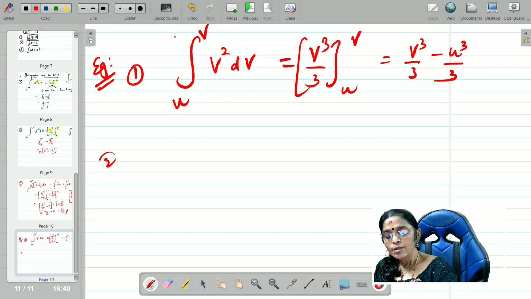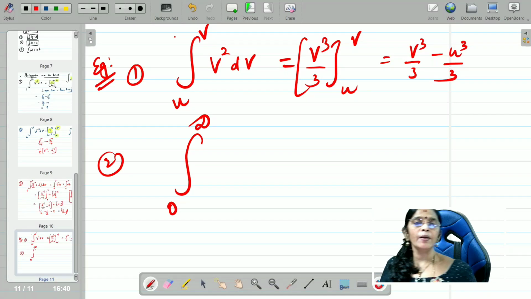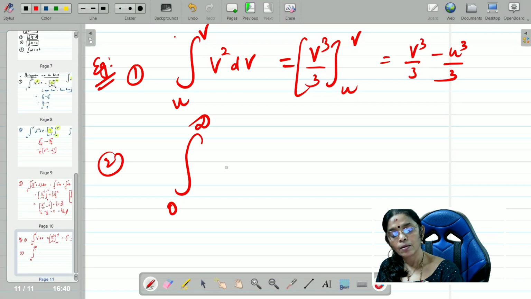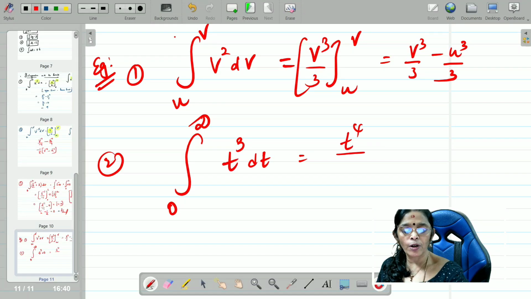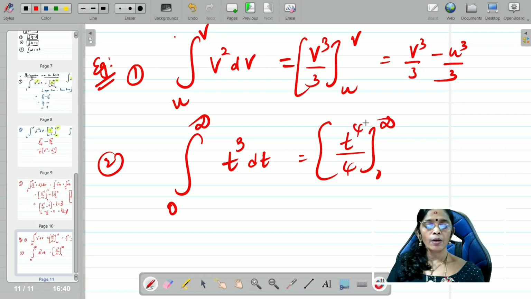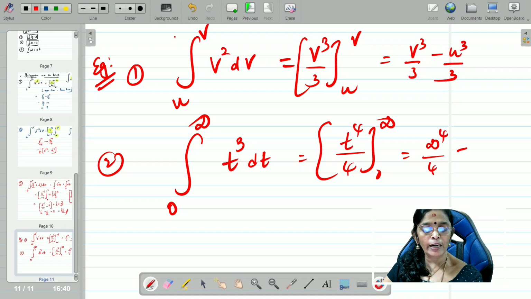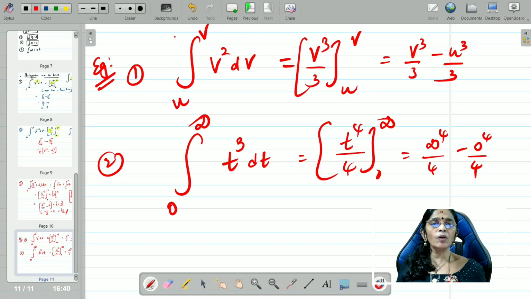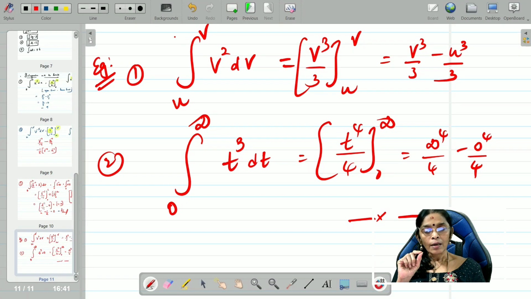Next example. Suppose if I ask you to substitute 0 to infinity, integral t power 3 dt. Then you write t power 4 divided by 4, 0 to infinity. So that is equal to infinity power 4 by 4 minus 0 power 4 by 4. That is all. Infinity power 4 is infinity, and 0 power 4 is 0. That is how you need to do it, children. So hope you understand the difference between the integral calculus as well as the differential calculus. And you can utilize the same thing in motion in a straight line lesson.